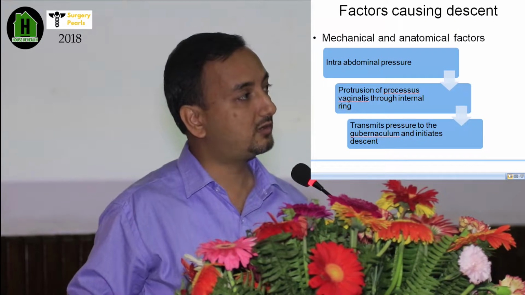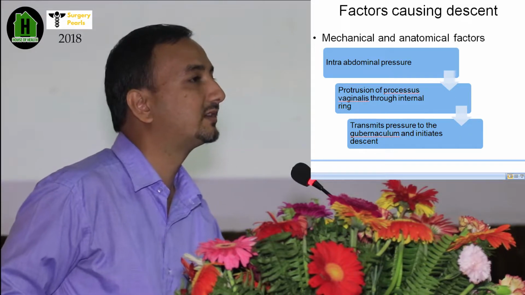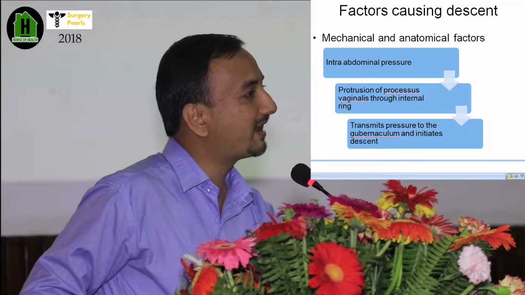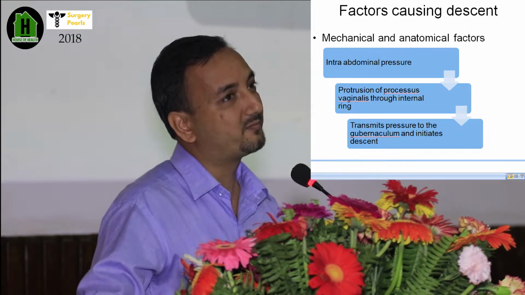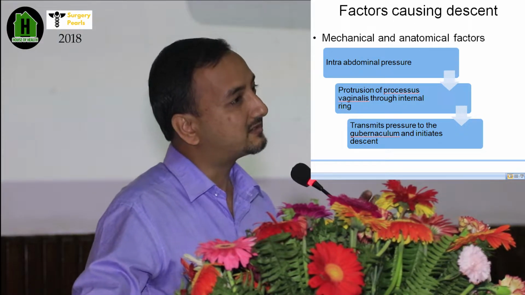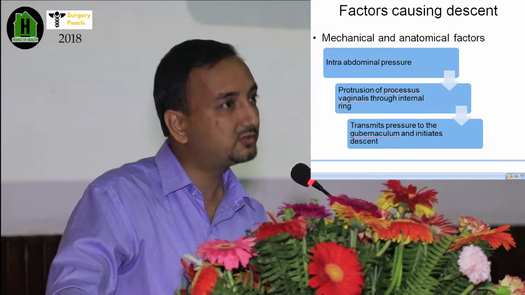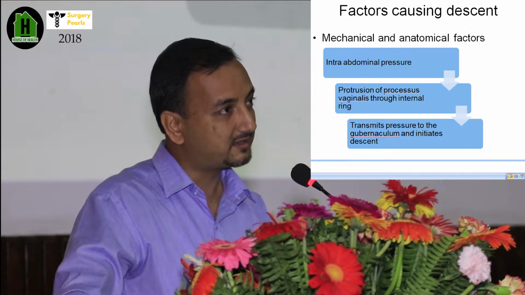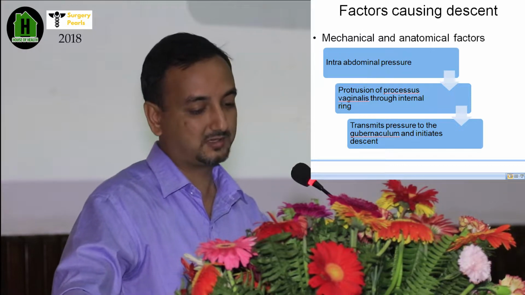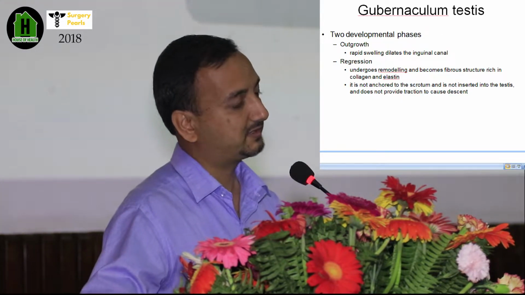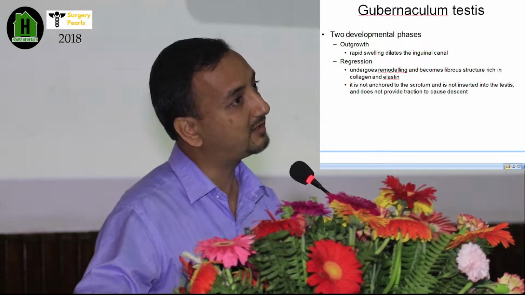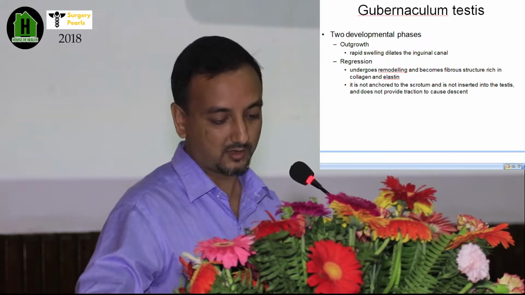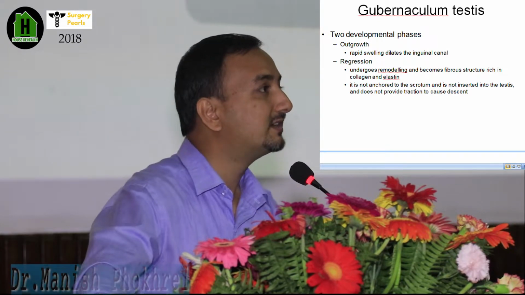So what are the factors that cause testicular descent? You all know that the most important factors for testicular descent are the mechanical and anatomical factors. The most important feature is the intra-abdominal pressure. That is the pressure that drives part of the peritoneum into the developing internal ring so that it forms the processus vaginalis, right? And that processus vaginalis transmits the intra-abdominal pressure into the inguinal canal at the tip of the gubernaculum testis, and that starts the descent.